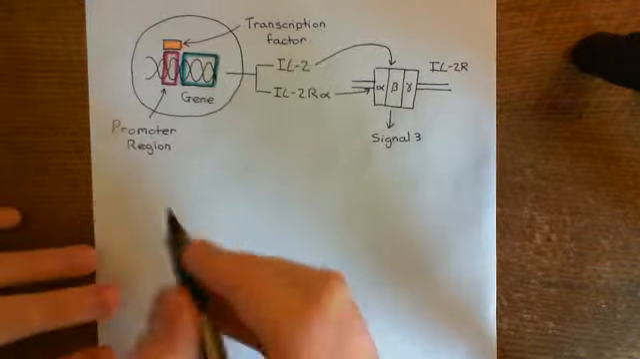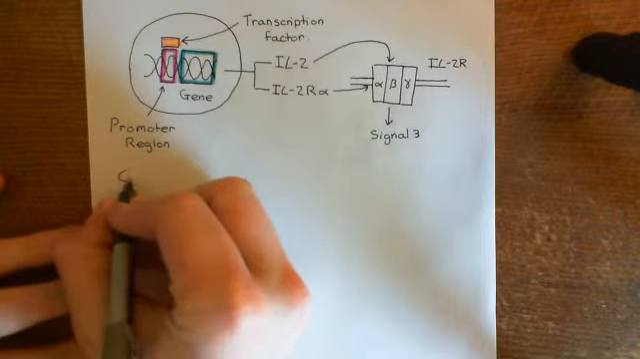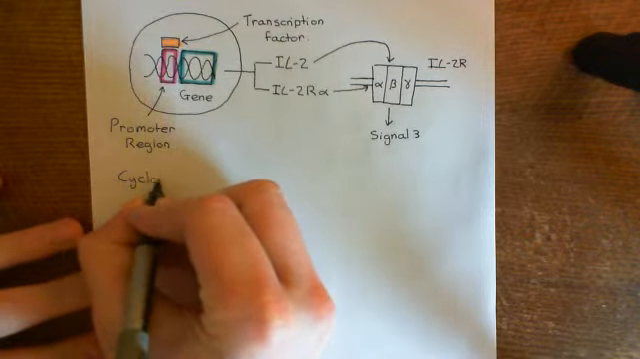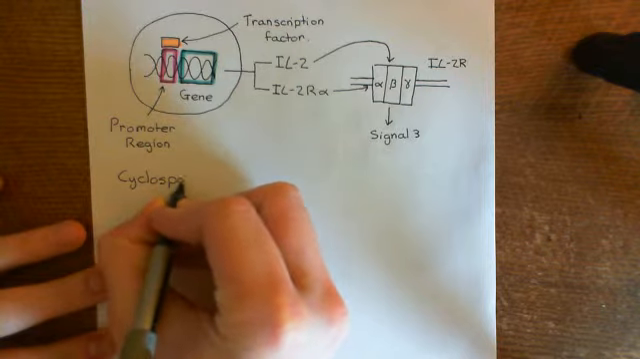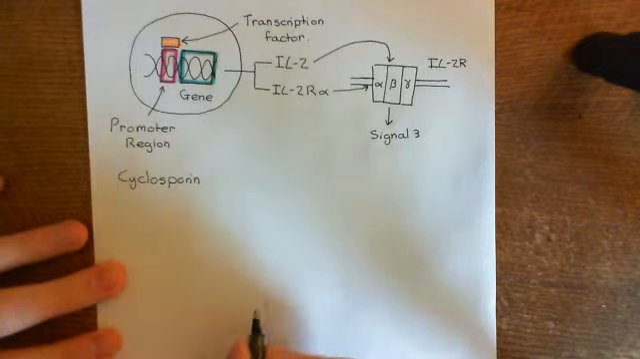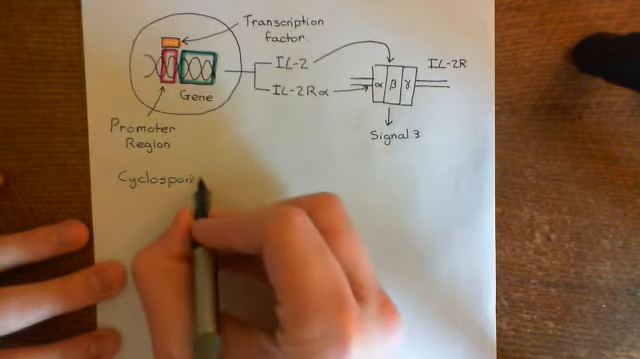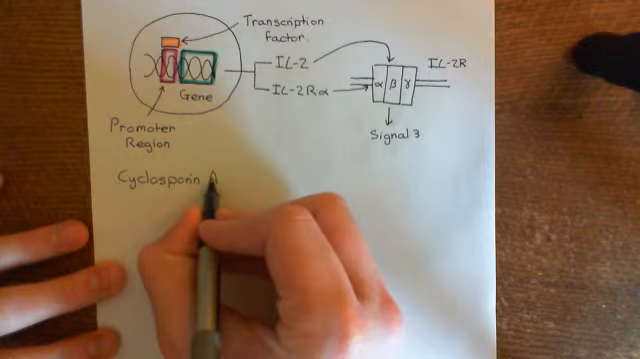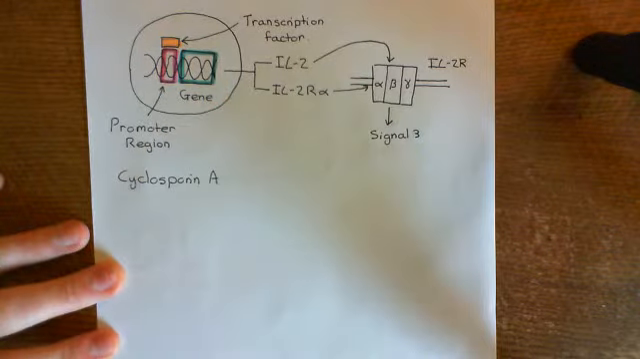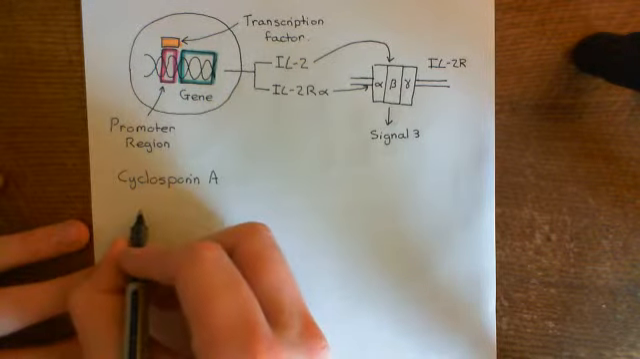The first drug is known as cyclosporin, and this is a really famous immunosuppressant drug. It's also sometimes known as cyclosporin A, but often just as cyclosporin. So what does cyclosporin do?